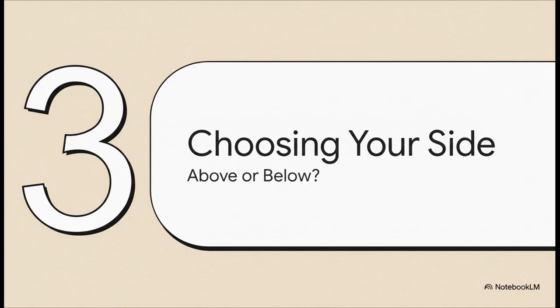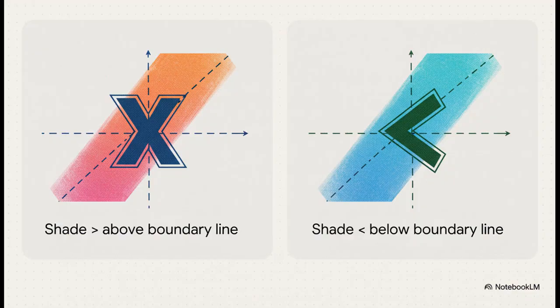Okay, so you've got your border. The map is officially split in two. Now you just have to make a choice. Which side is the solution zone? Which side do we shade in? Luckily, the rule here is pretty intuitive. If your inequality has a greater than symbol, you shade the entire region above the line. Simple. If it's got a less than symbol, you shade everything below it. You do that, and boom, your shaded area is now officially your solution zone.